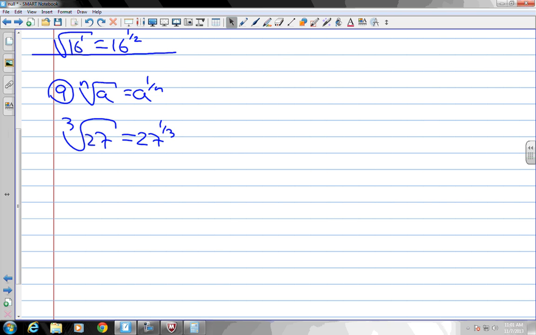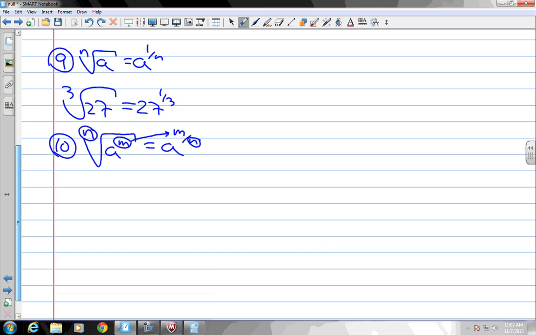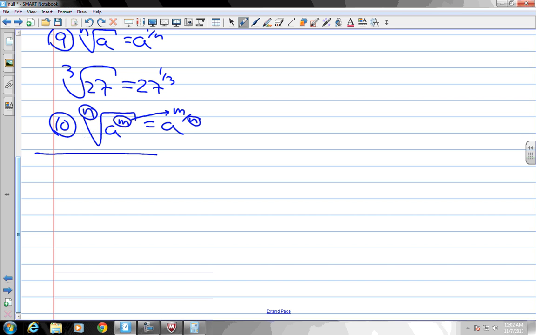Rule number 10: if I have the nth root of a to the power m, like that, that is the same as a to the power m over n. So m, the power, is the numerator. The radical is the denominator.